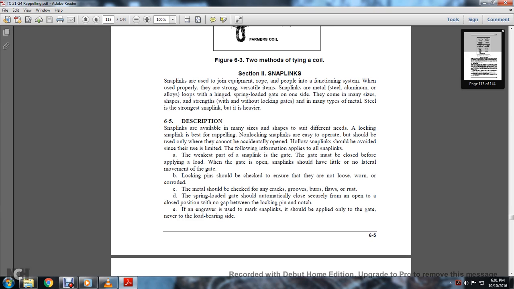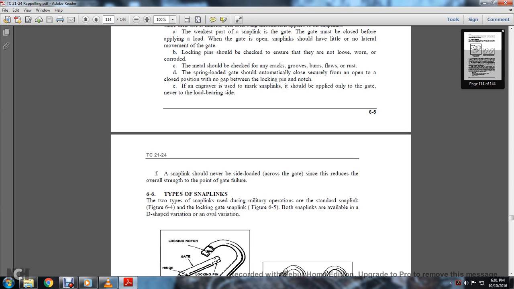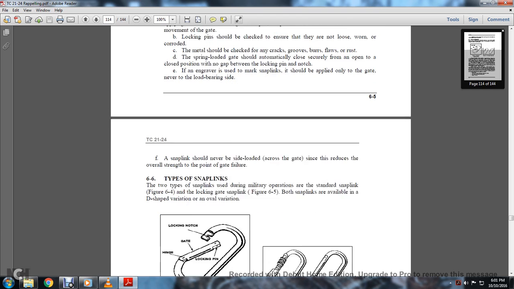If an engraver is used to mark the snap links, it should be applied only to the gate, never to the load-bearing side. A snap link should never be side-loaded across the gate, since this reduces overall strength to the point of gate failure.